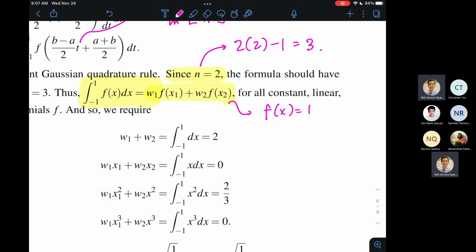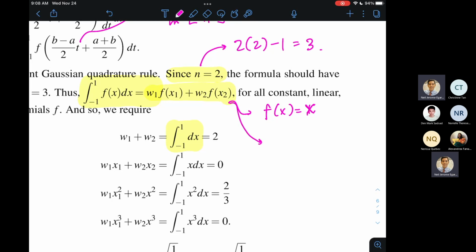Okay? So first, if we will replace f here by the constant function 1, so we'll have the integral of 1 dx from -1 to 1. That's how we got that in the first equation. And then we will replace the f by 1. W1 times f of x1 is still 1. It's a constant, so you get W1 there. And then here, f of x2 will be replaced by 1 as well. So we'll have W1 plus W2 equals the integral of dx over the interval -1 to 1, and that is equal to 2.